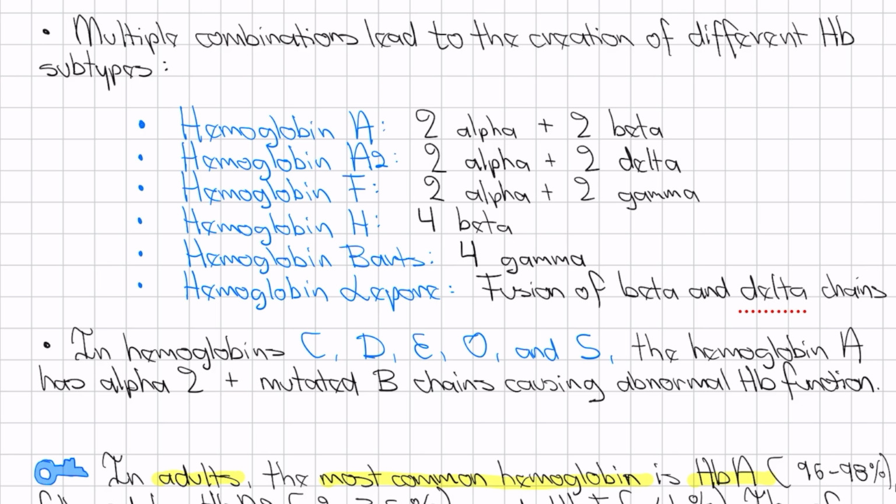In hemoglobin disorders such as hemoglobin C, D, E, O, and S, they all have a hemoglobin A, which means they have 2 alpha chains and 2 beta chains, but there is a mutation in 1 or 2 of those beta chains that will cause abnormal hemoglobin function.